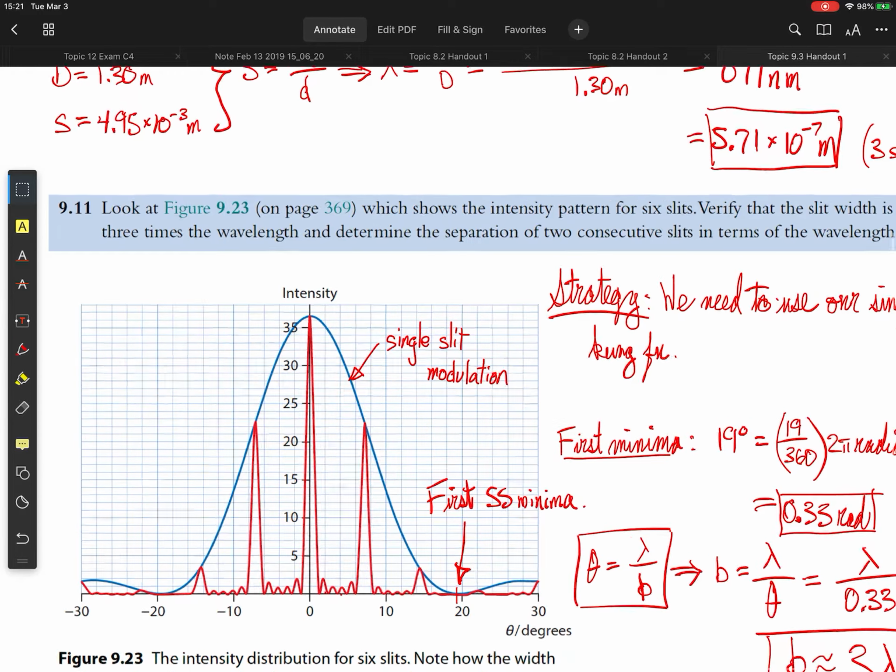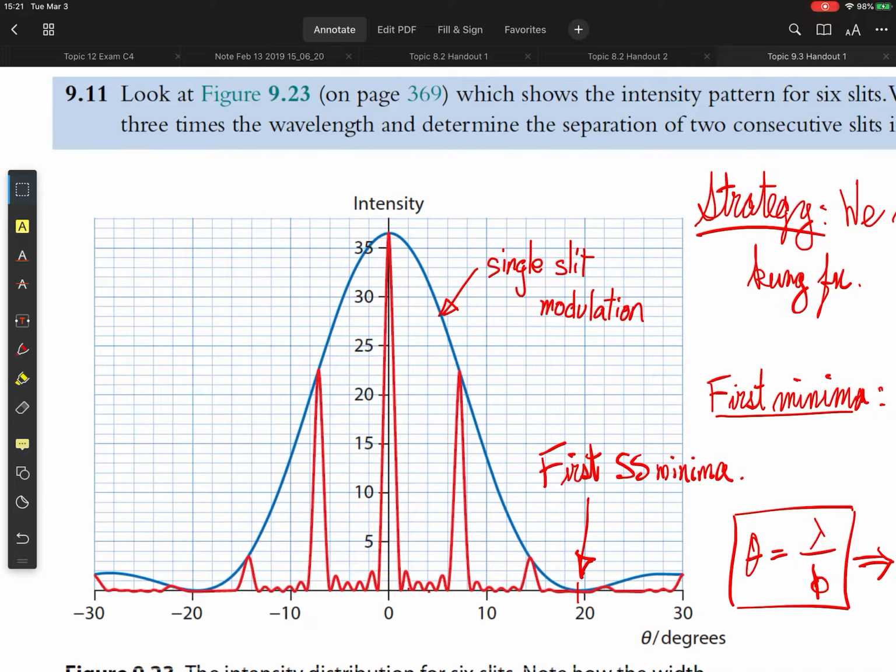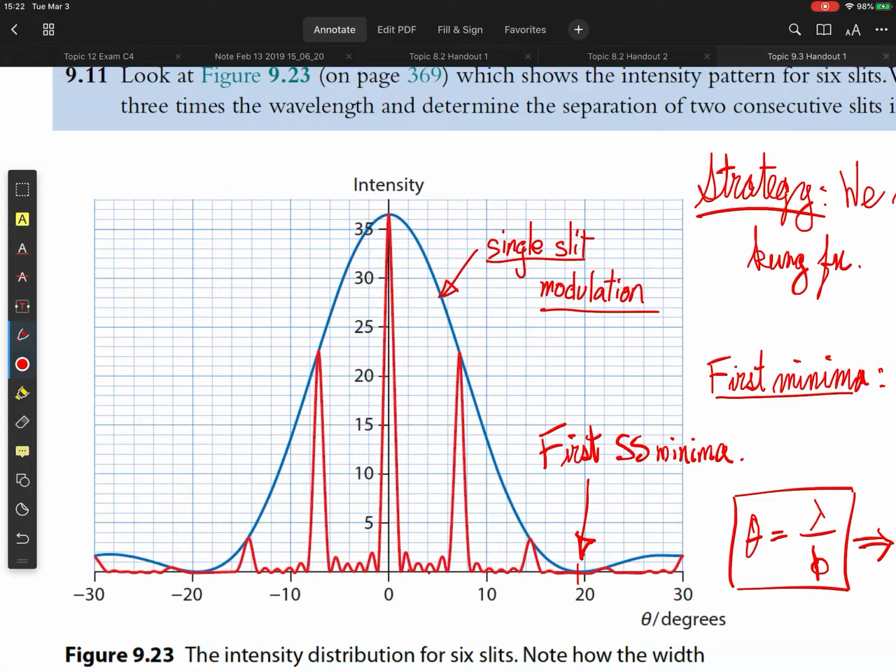So when you look at this pattern, the first thing that we need to recognize is that the blue line here is, as I've written, single slit modulation. So what we're seeing here is actually the interference pattern for a single slit. If we took away all of our other slits, this blue line would be the remaining interference pattern for one slit. Okay, so we then need to use the math for a single slit.